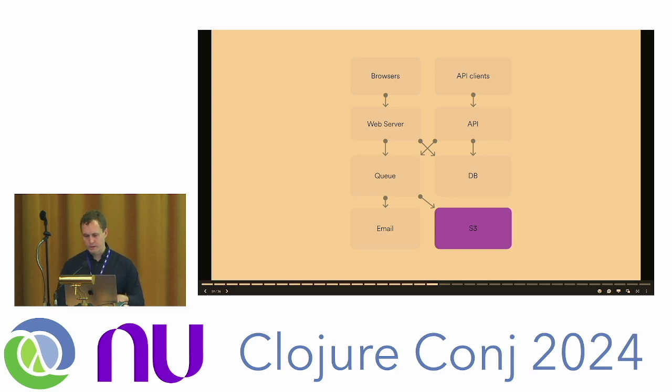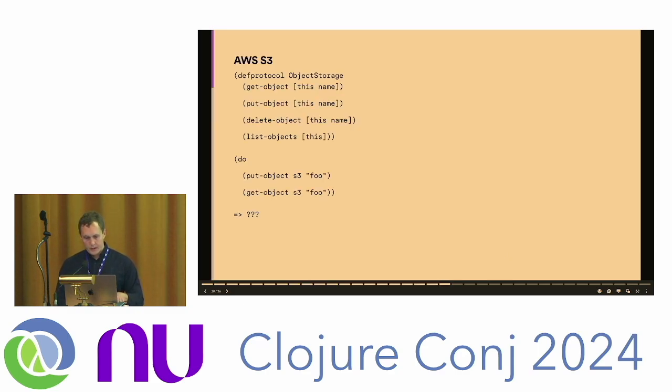So we started with S3. And so you start with a normal Clojure protocol. In this case, we call it object storage. And you've got get object, put object, delete, list, very basic stuff. And you can start writing specs. What is the fdef spec for get object? It's like, well, it could return an input stream or nil, right?